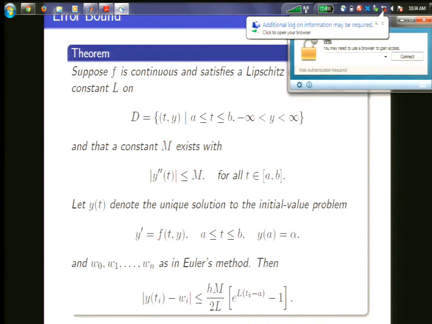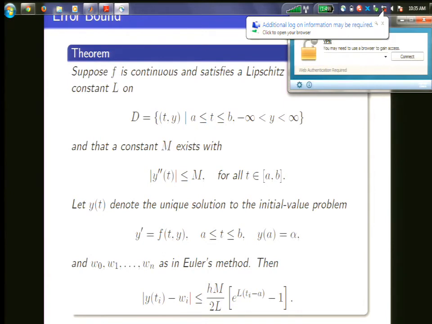So the error, let's replace it by i's, is less than or equal to hM over 2L. We ditched this one, and this one here we replaced by e to the L times ti minus a. And there's still a minus 1, which is important. This could be huge, then the minus 1 is not important. But this tells us in particular that if you're not going very far, let's say the special case that ti is equal to a, you're not going anywhere, then the error is 0. So it's kind of nice to have it there.